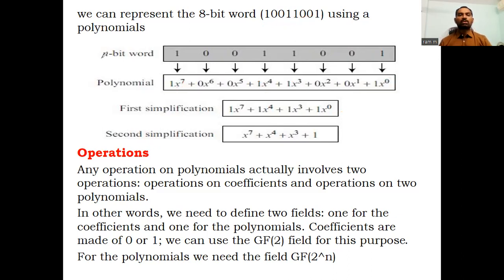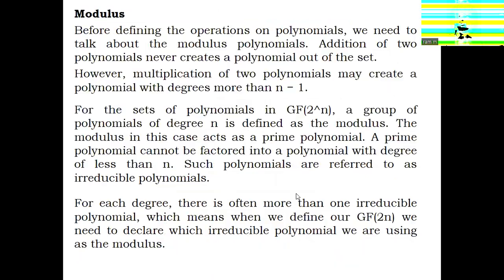The values that we are going to represent using polynomials. An operation on polynomials actually involves two operations: operations on the coefficients and operations on the polynomials. If these are the coefficients, we need to have operations on the coefficients. Similarly, we'll have operations on the polynomials. In other words, we need to define two fields here: one for the coefficients and one for the polynomials. Coefficients are made of 0 and 1, so we consider GF(2), and for the polynomials, we consider GF(2^n).